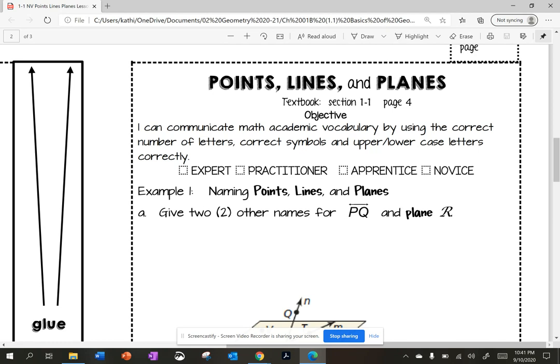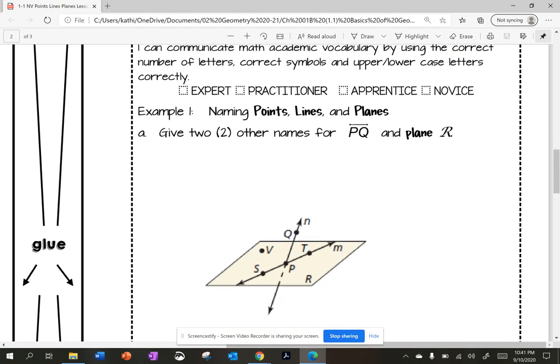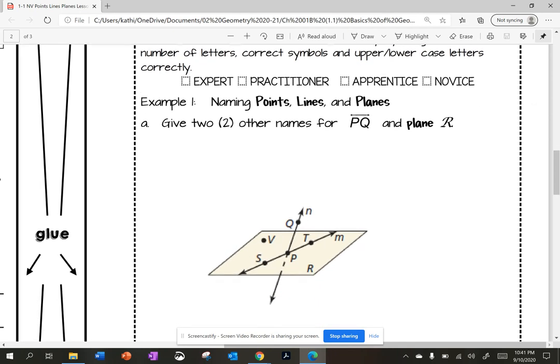Now, we already had a lesson on vocabulary, so we should be more than a novice at this point. So I should either be apprentice, practitioner, or expert. Let's think about that before we get started. All right, let's do example number 1. Let's give 2 other names for line PQ and plane R.